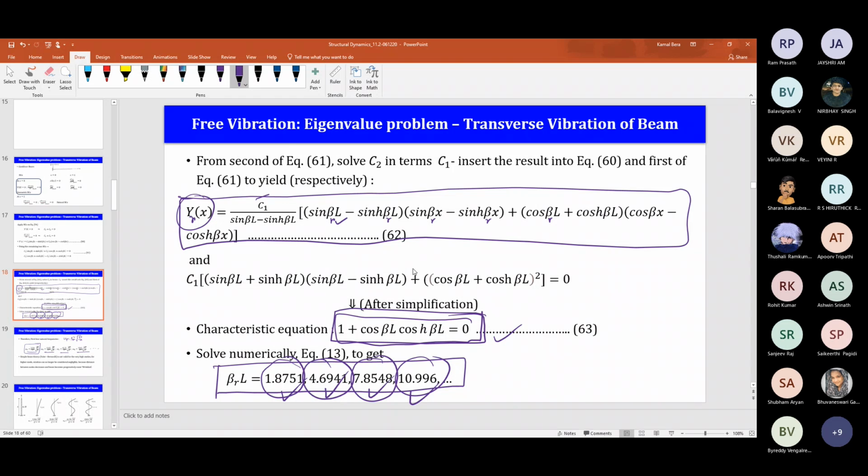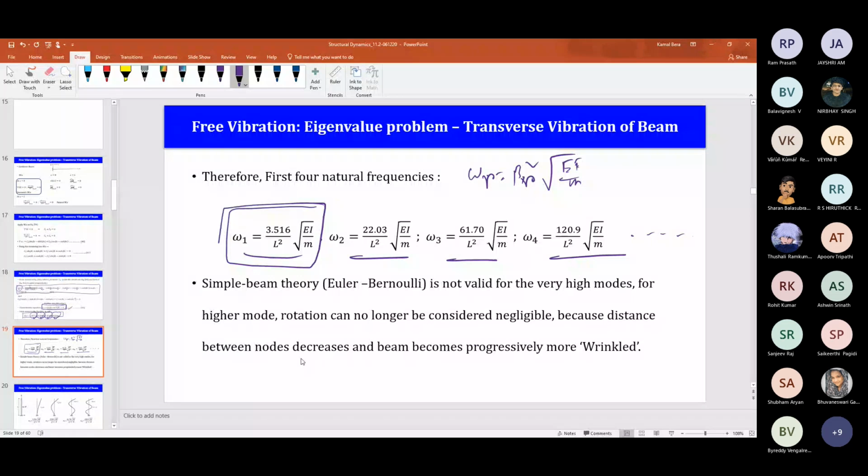But the easiest way is what I told you: just evaluate the function where it is crossing zero, that's all. Verify whether you are getting these four roots or not, the first four roots, beta 1 L to beta 4 L. And the corresponding natural frequencies are omega 1, omega 2, omega 3, omega 4.